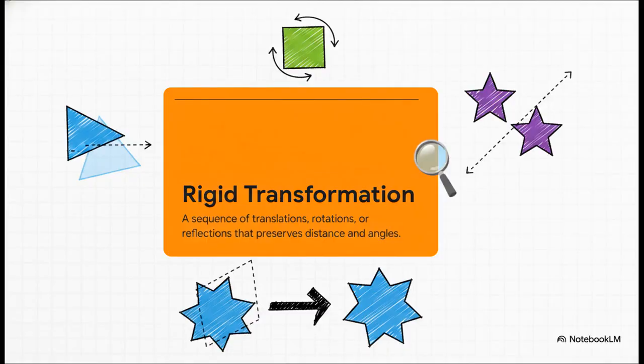So here is the absolutely crucial point. All three of these tools, translations, rotations, and reflections, fall under a master category called a rigid transformation. A rigid transformation is a sequence that strictly preserves distance and angle measures. They never, ever stretch or shrink the shape. Because they keep everything rigid and unchanged, they are the ultimate proof that two figures are congruent.